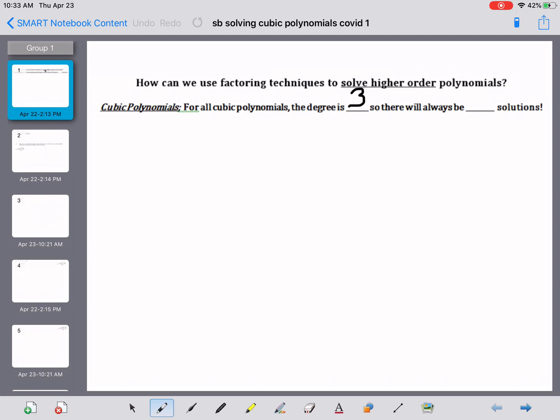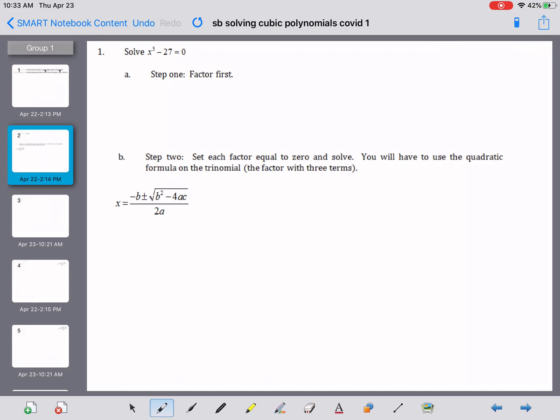And the thing is, the degree is related to how many solutions we'll have. So if the degree is 3, there's going to be 3 solutions. And let's look at how this works. So first of all, we're going to take this x cubed minus 27 equals 0. And we're going to start by solving.